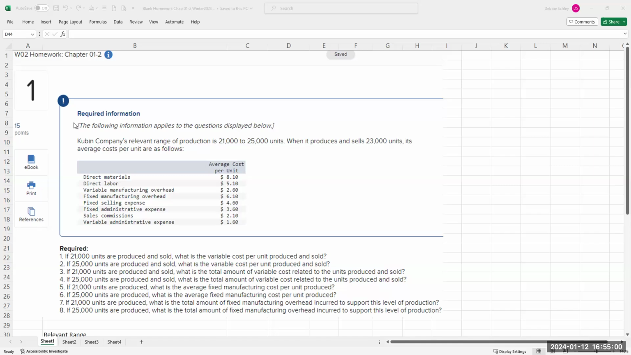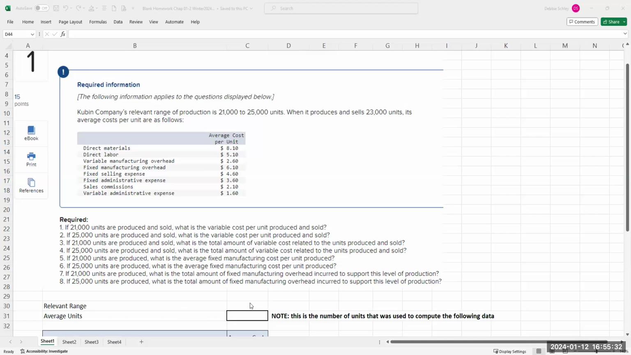So question 1, Kuban Company's relevant range of production is 21,000 to 25,000 units. When it produces and sells 23,000 units, its average cost per unit are as follows. What that means is 23,000 units is the number that they use to calculate these per unit costs. Okay, and then our requirements are as follows below.